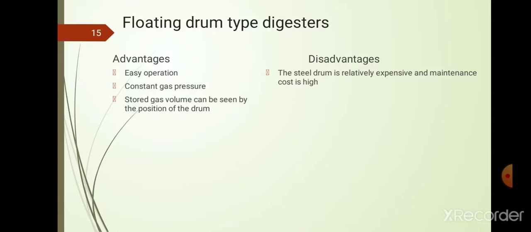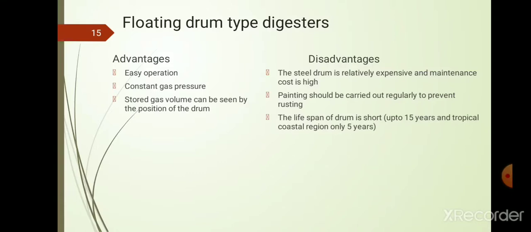But the important disadvantage is here the gas holder is mainly made of steel or some metallic structure. So it is very expensive compared to the fixed dome type, where the complete reactor is made of brick, etc. But here the gas holder or even the digester itself can be made completely of metals like steel. So it will be expensive and maintenance will be high. And regular painting should be carried out to prevent rusting. So rusting should not occur in this type of digester. So to prevent that, we have to paint these digesters frequently.